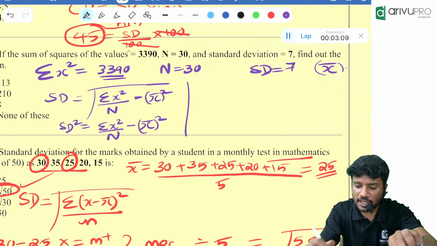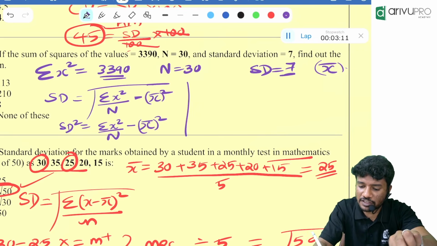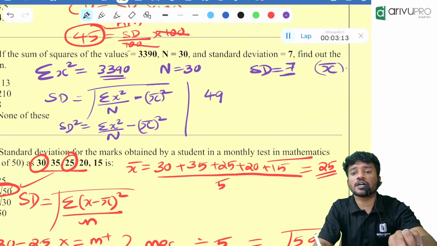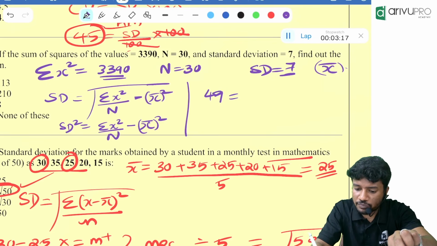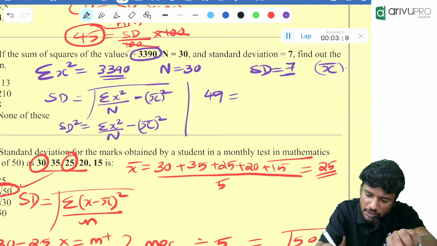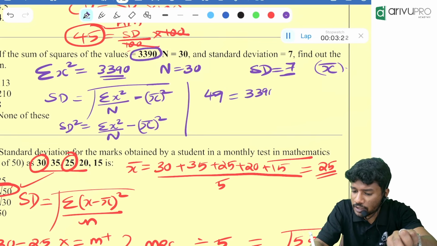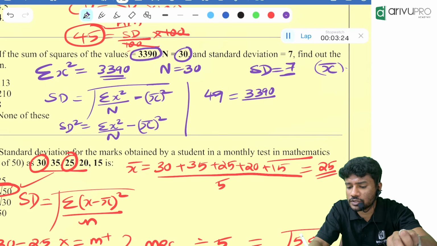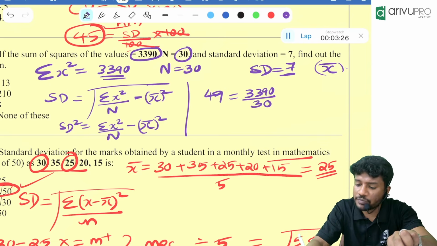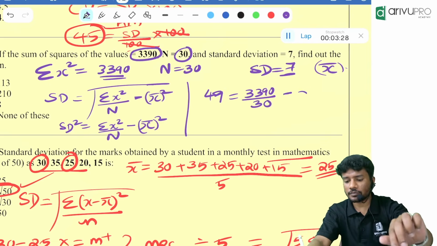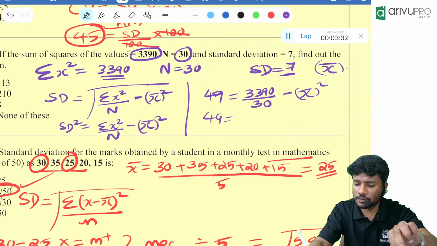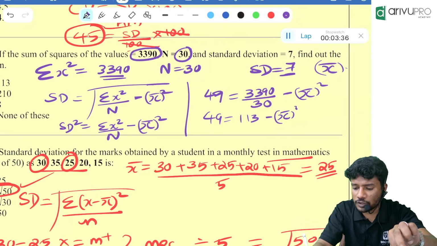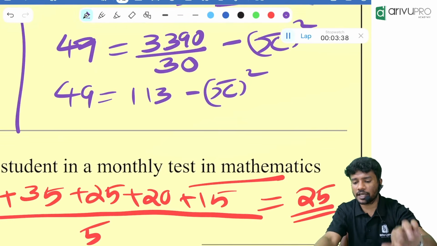Now, people, what is standard deviation in this question? 7. 7 square is how much? 49. 7 sevens are 49, which is equal to sigma x square, which is also given. How much is it? 3390 divided by n, which is also given, that is 30, minus x bar the whole square. Get me the answer. 49 is equal to, this is how much now? 113 minus x bar the whole square. Use your calculator. Get me the answer.